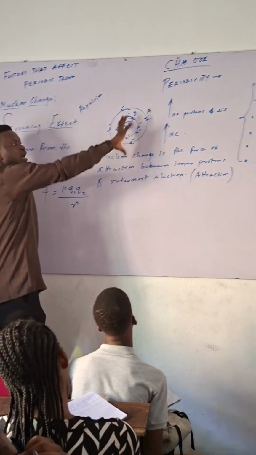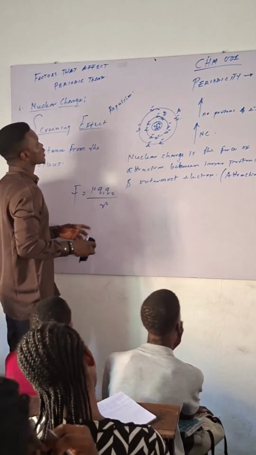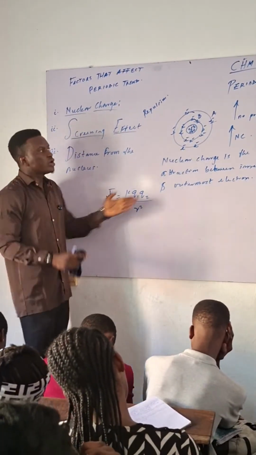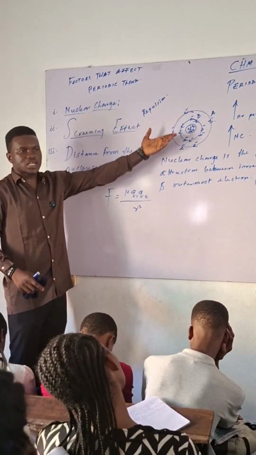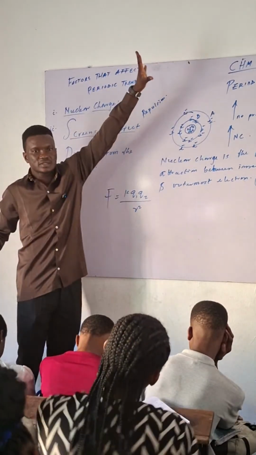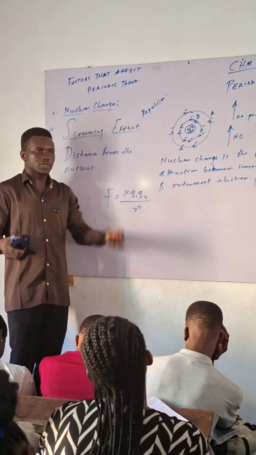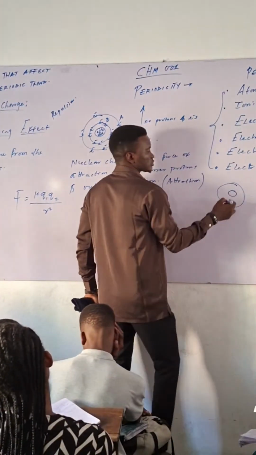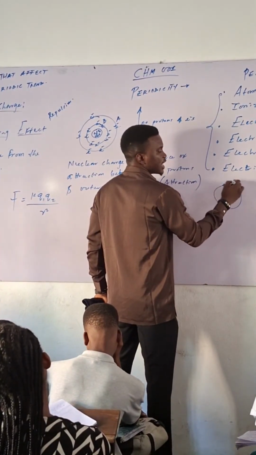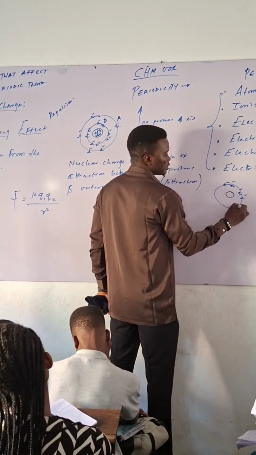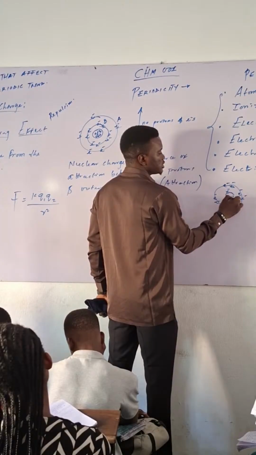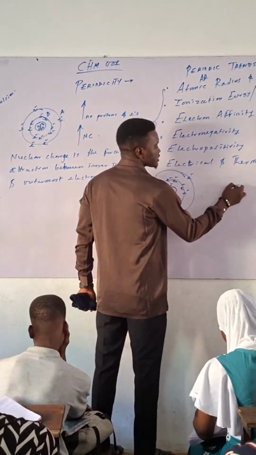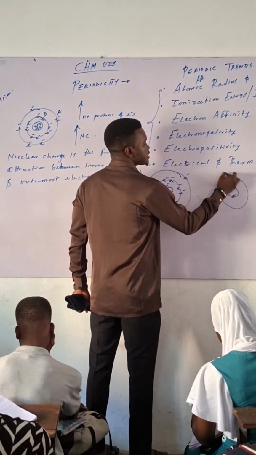So now, from what we have here, the distance also says something. Even though there are screening effects and nuclear charge, the farther the electron is from the nucleus, the easier it will be removed. So I can have something like this with 8 electrons on the inside, 2 electrons here, and 1 electron on the outside. And I can also have this: 2 electrons here, 8 electrons on the outside.